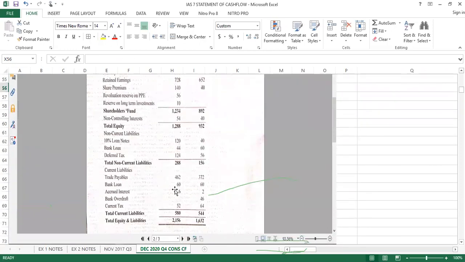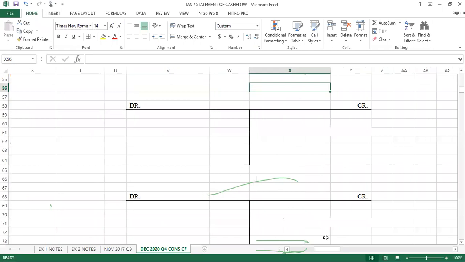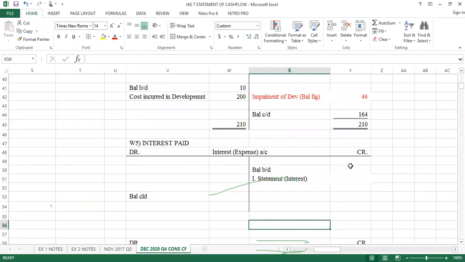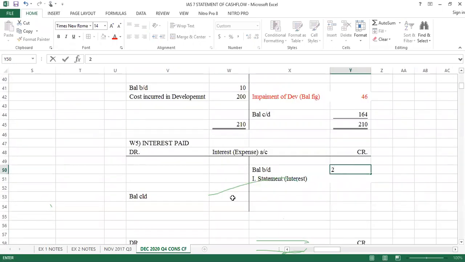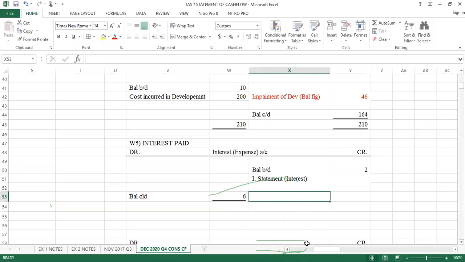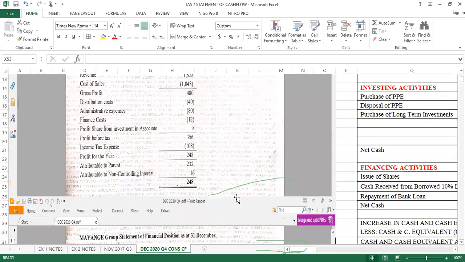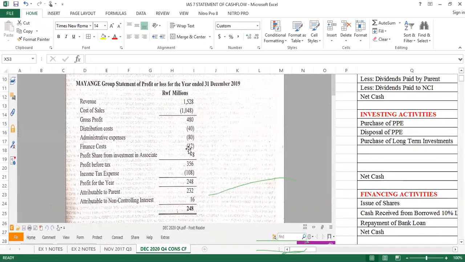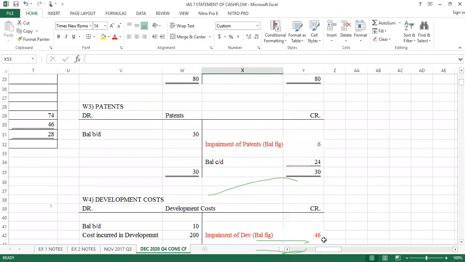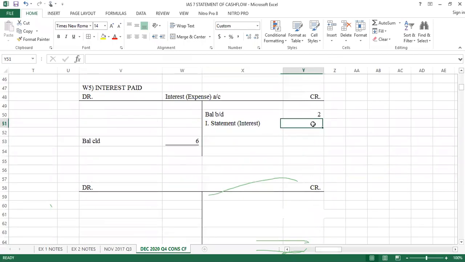So opening interest, current liabilities, accrued is 2 and closing is 6. So we have 2 and we have 6. In the income statement, do we have interest, finance costs? Finance cost is 12. You can all see this 12 here.